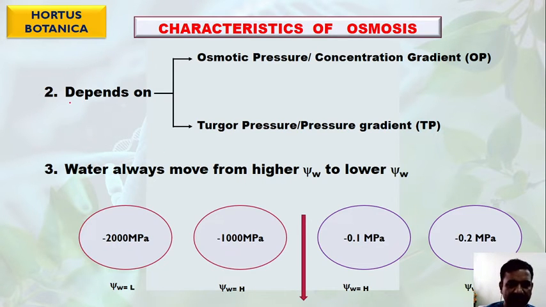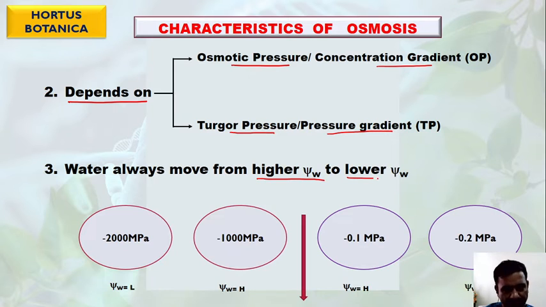Now, osmosis depends upon the OP, also called the concentration gradient, as well as turgor pressure, or pressure gradient, TP. So water always moves from higher water potential to lower water potential. These are the two problems given in NCERT. What are the two questions they have given?